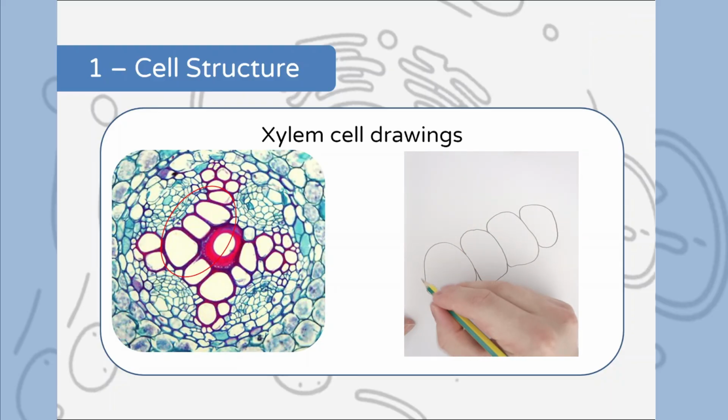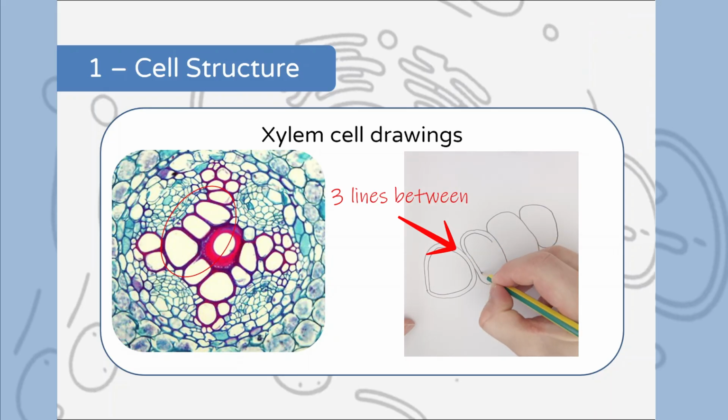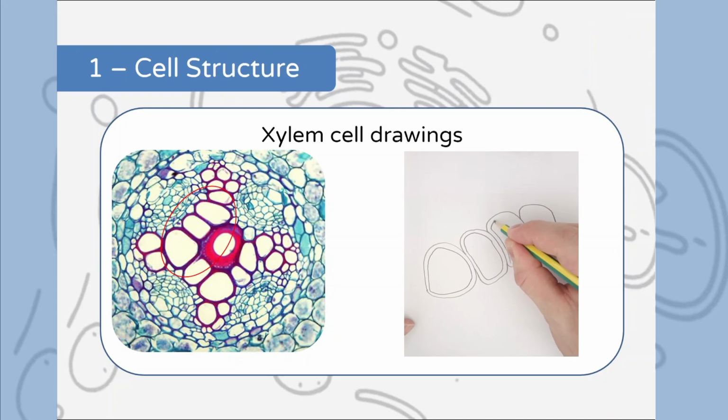I'm not going to repeat what I've said before with regards to the drawing skill, but one thing that is worth highlighting here is the fact that I have drawn 2 cell walls next to each other. It's important that there are 3 distinct lines in between each lumen of a xylem, because this is a marking point in the exam. I've highlighted that for you on this diagram here.